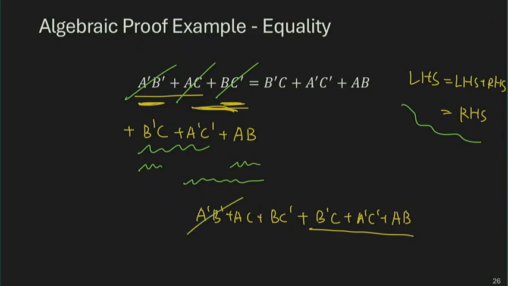And A prime B prime would be the consensus between these two. Right. AC is the consensus between these two. BC prime is the consensus between those two terms. So now I can also reduce down the size of my expression until it reaches the right-hand side. Again, left-hand side equals left-hand side plus right-hand side with all six terms. And then you can use the three right-hand side terms to get rid of the three left-hand side terms.